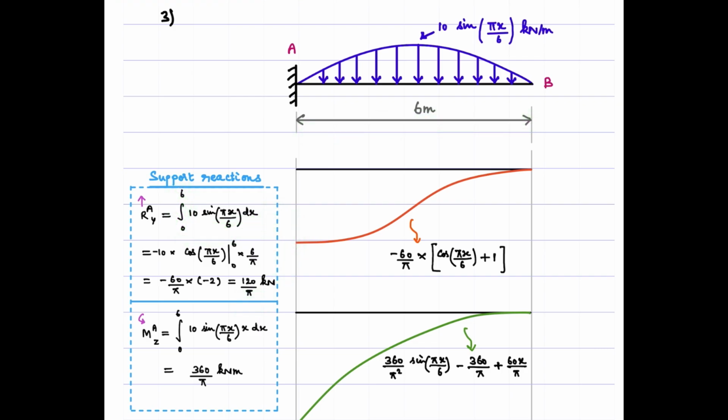The next step is to determine the reactive moment. So this q of x into x dx integrated from 0 to 6 will give the value of the reactive moment as you see here.